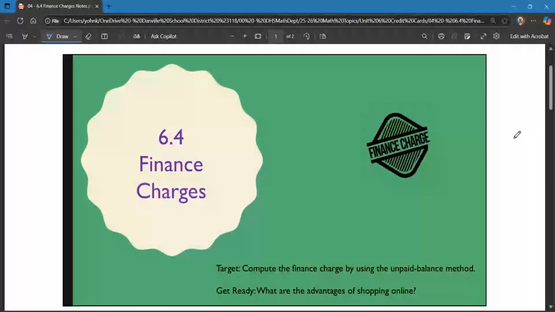Hey kids, welcome to section 6.4, finance charges. Today you're going to learn how to compute the finance charge by using the unpaid balance method.